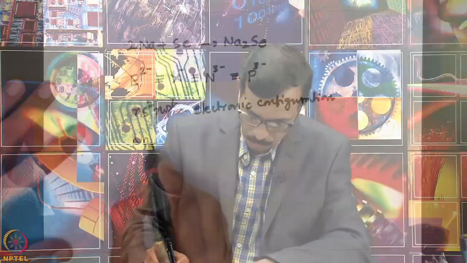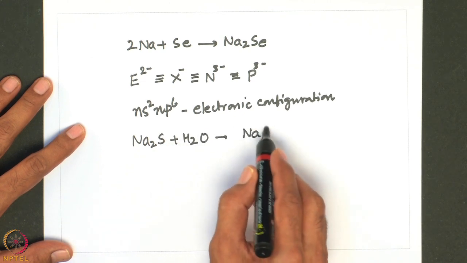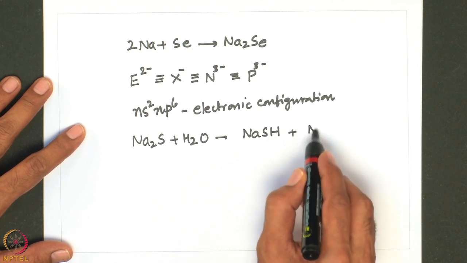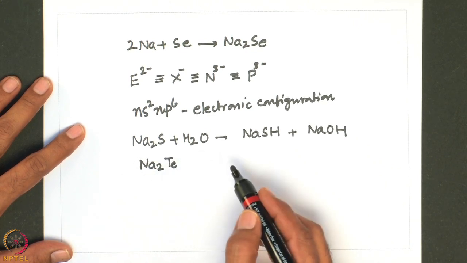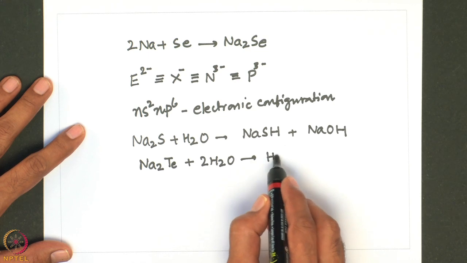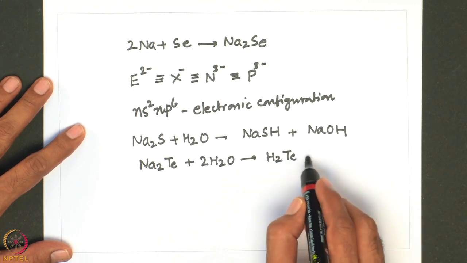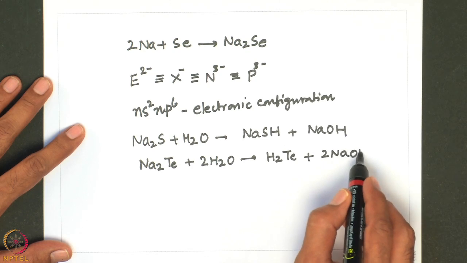Okay. Many compounds containing E2- are water sensitive, especially for group 1 and group 2 metals, and the degree of hydrolysis is greater in the case of selenium and tellurium. For example, if you take Na2S and if you treat with water, it forms NaSH plus NaOH. Similarly, Na2Te on treatment with water, it forms NaHTe, sodium hydrogen telluride, plus 2NaOH. Okay.